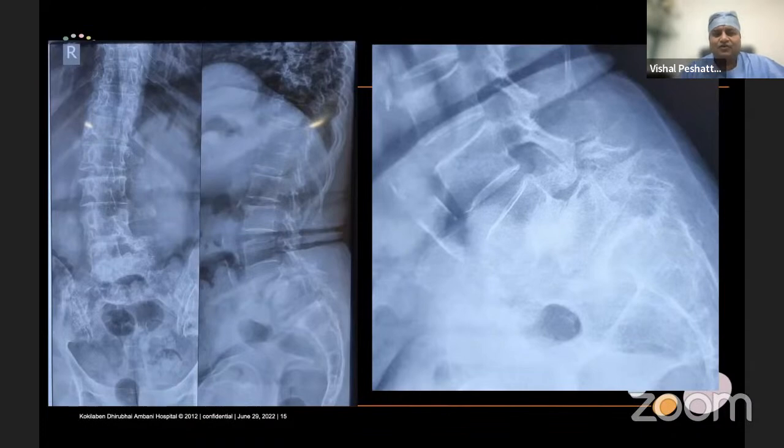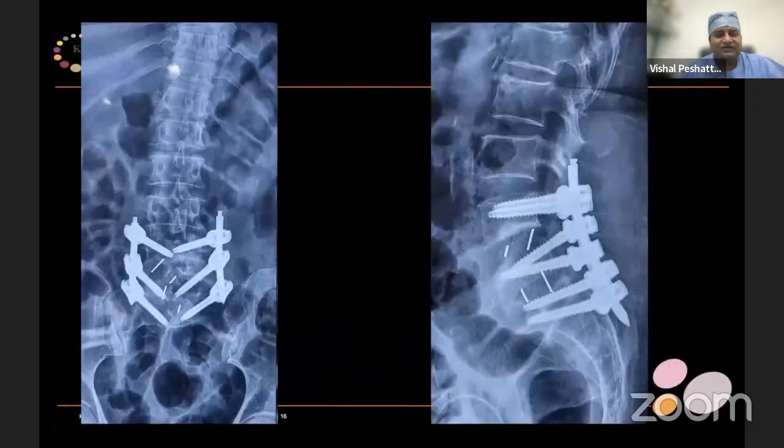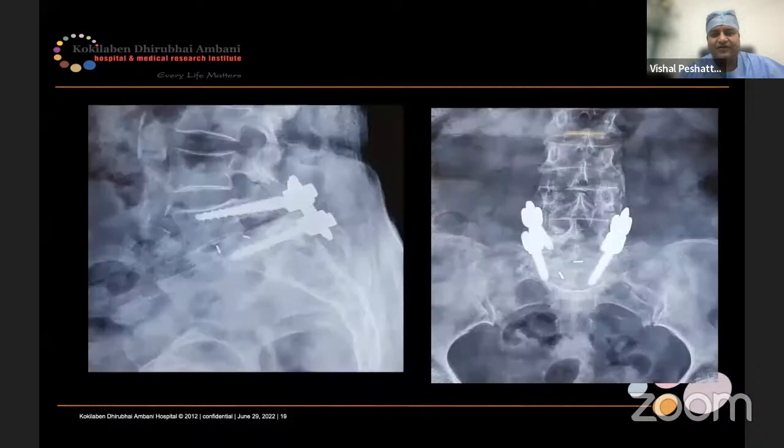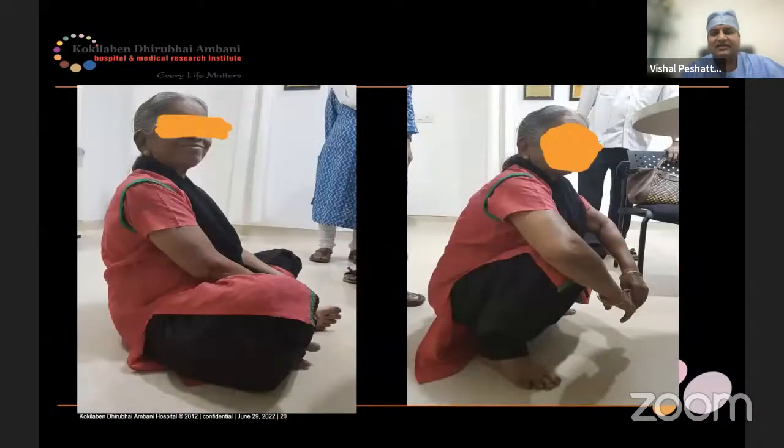This is a 2-level listhesis, one of our colleagues' mother. This is what we did for her. She is now nearly 5 months post-op, doing well. Well, this is the case where we started prospective documentation. This is more than 5.5 years old, a 75-year-old, high-grade listhesis. That's her sitting 1 month later on the floor and squatting.